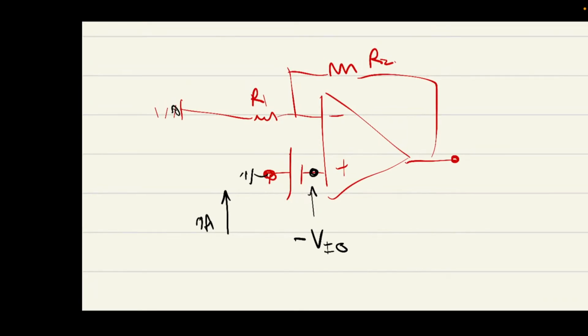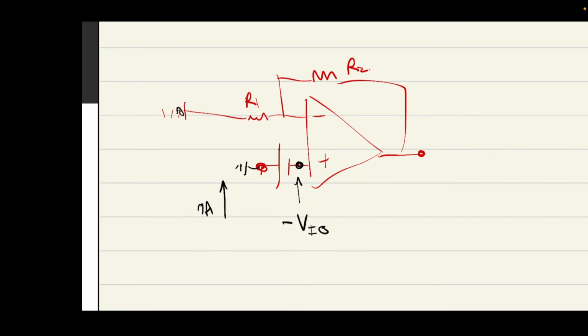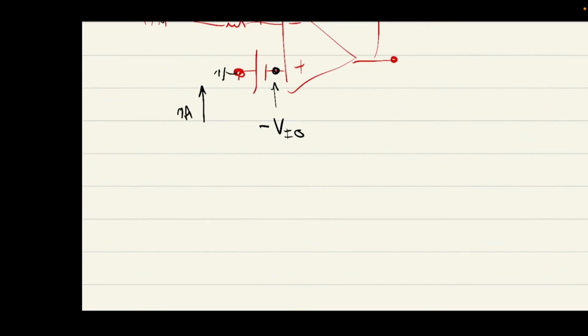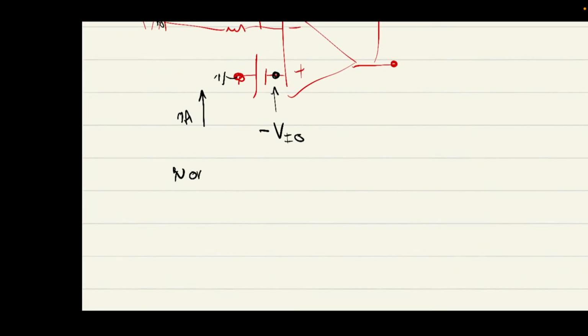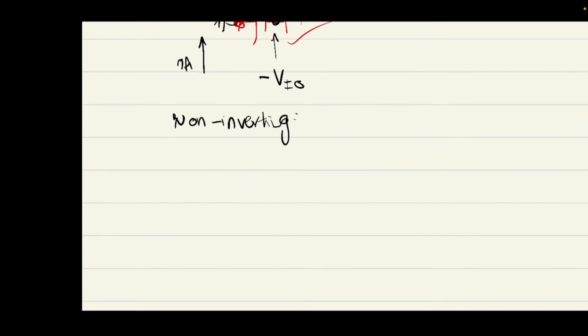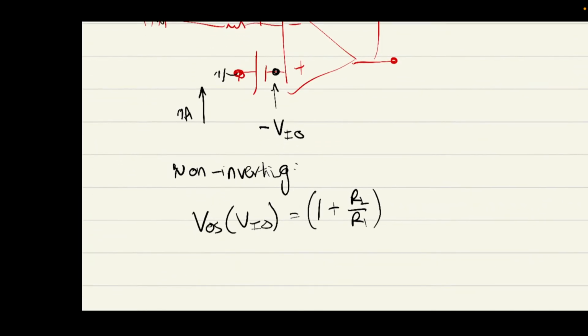Now this circuit should look quite familiar. Can anyone tell me what op-amp amplifier we have here? Inverting or non-inverting? Yeah, non-inverting. So I'm just going to use the formula for a non-inverting amplifier here. Rather than me doing the entire derivation, I can just use the formula. So the offset due to Vi0 is going to be 1 plus R2 on R1 times the positive terminal voltage, which is just negative Vi0. So this is going to be negative Vi0.